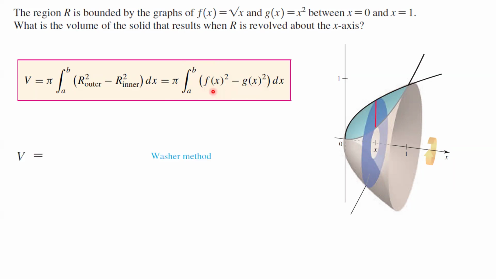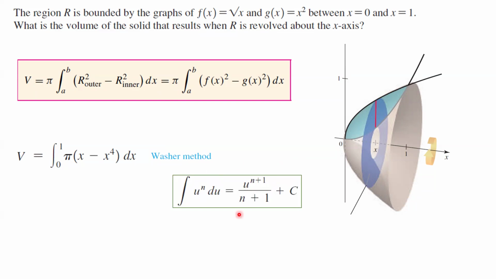Using the washer method, V is equal to the definite integral from 0 to 1, and the question says to focus on the range between 0 and 1, of pi times x minus x to the fourth dx. We're going back to integral techniques. The integral of u to the n du is u to the power n plus 1 over n plus 1 plus the constant of integration. So this becomes pi times x squared divided by 2, the integral of x, minus the integral of x to the fourth, which is x to the fifth divided by 5.